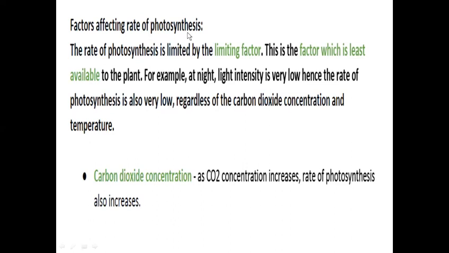So you know that factors means which particulars are required for this process. The most important one is light. Light is obtained from the sun. If the light intensity is very low, the rate of photosynthesis is also very slow. It means that if the light is very low, the process is going to be slower regardless of the carbon dioxide gas concentration and temperature.